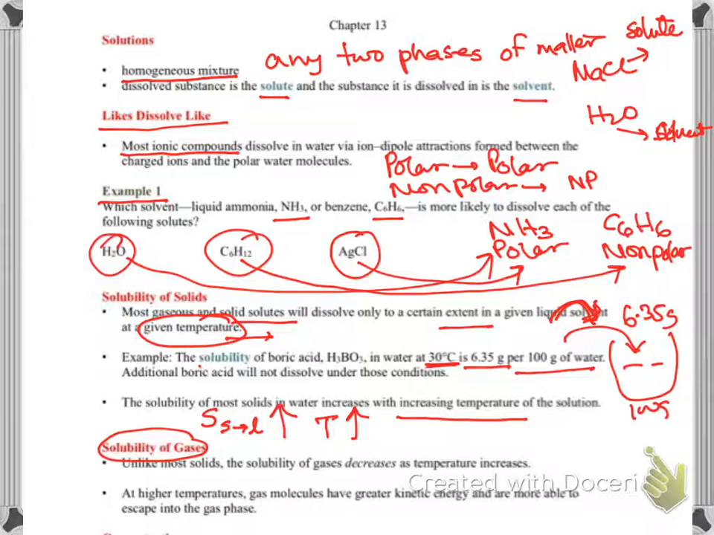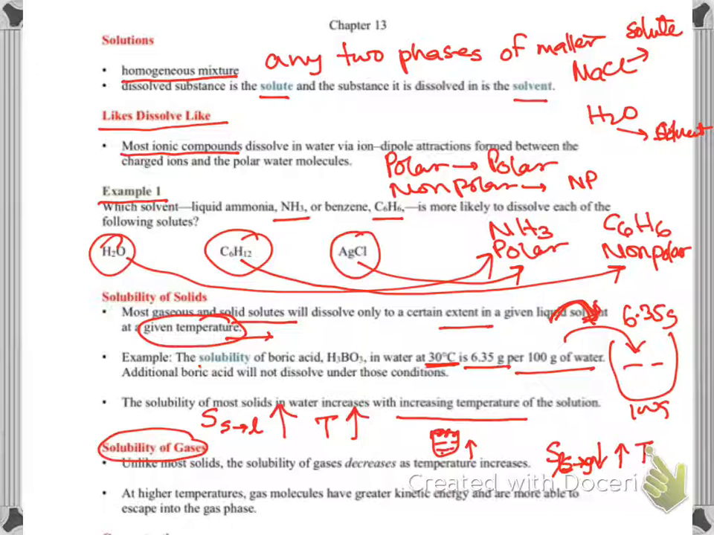In the case of gases, the solubility of gases in liquids decreases as the temperature increases. For example, you can take the case of a soda can. You have a liquid, and you have a gas on the top. If you increase the temperature, the gas is not going to dissolve more in the liquid.